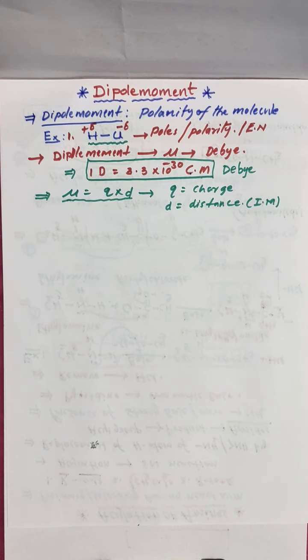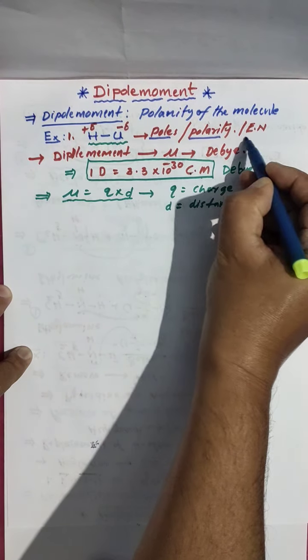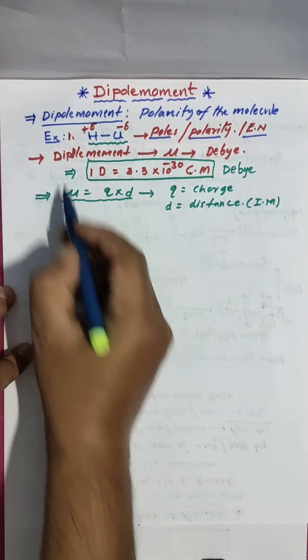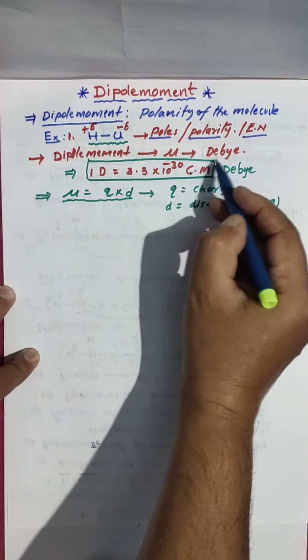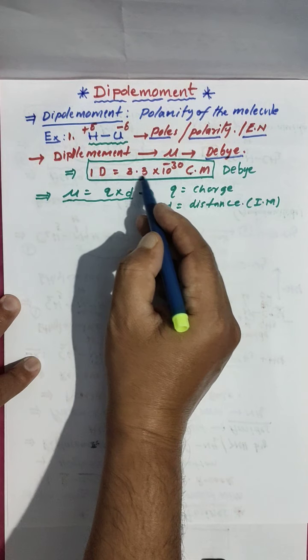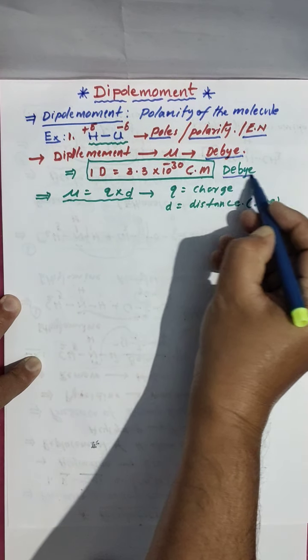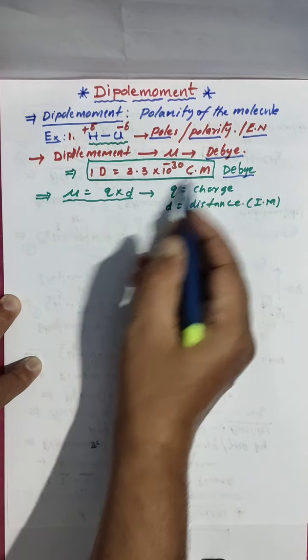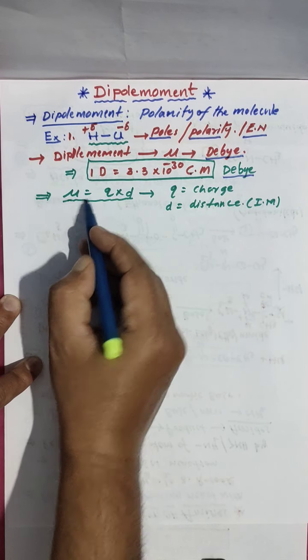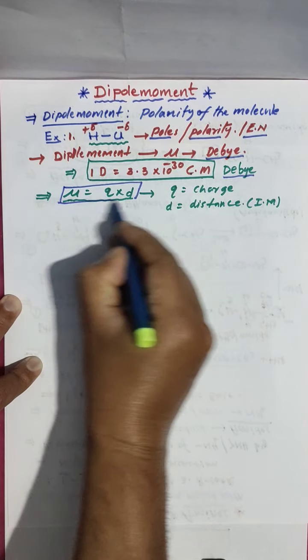So dipole moment is nothing but polarity. Polarity is nothing but opposite positive and negative temporary charges, which we call poles. These poles give polarity due to the difference in electronegativity. Dipole moment is measured in debyes. 1 debye equals 3.3 into 10 to the power of minus 30 coulomb meter. Debye is the scientist's name. We get coulomb meter from the formula mu equals Q into D, used to calculate dipole moment.